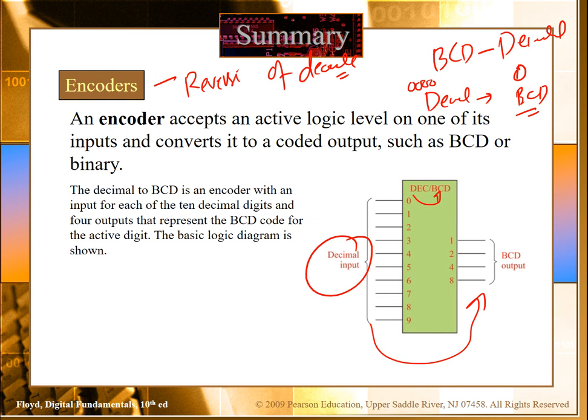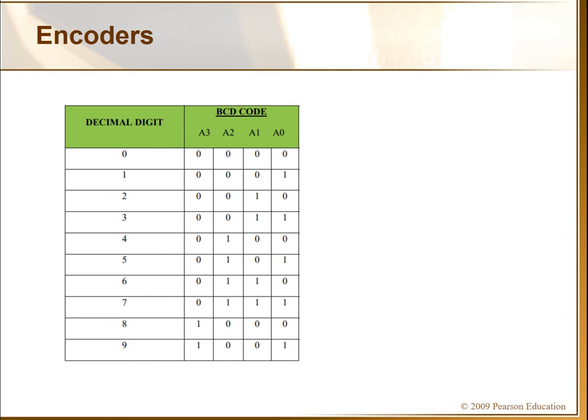So now we will have an encoder. This is the truth table. For example, we know that if you want to encode 0 in binary coded decimal, you will just write 000. If you want to write 1, 001. So this is your truth table.